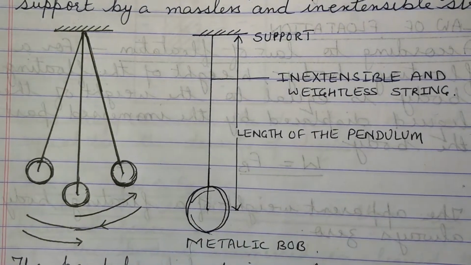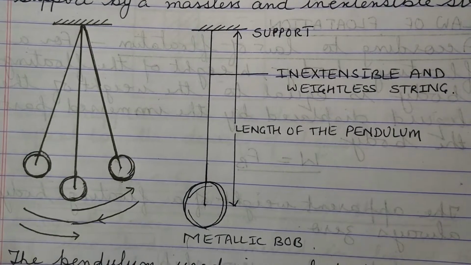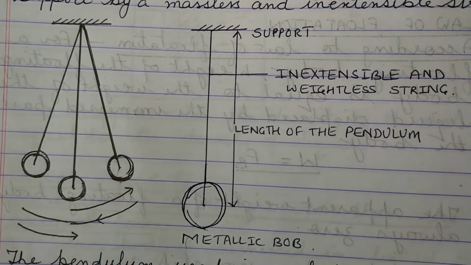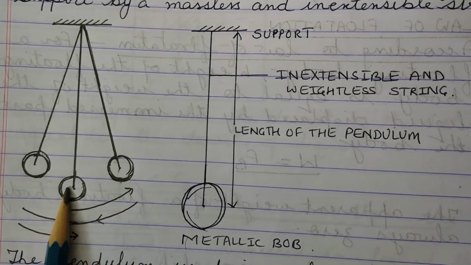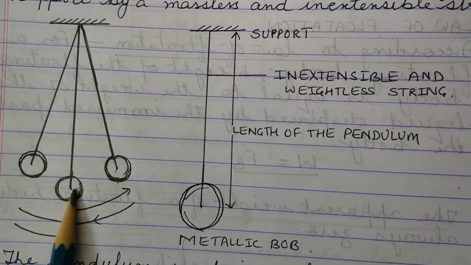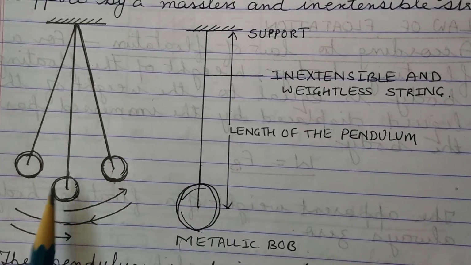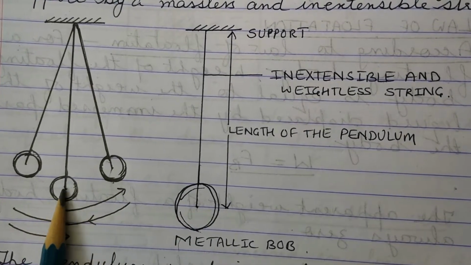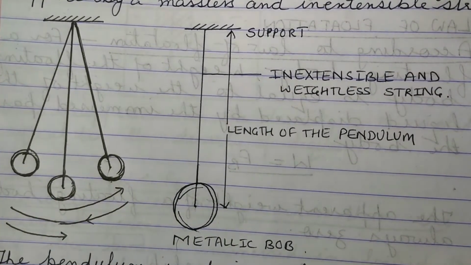So to explain various terms, we can say one by one. Let's have oscillation. One to and fro motion. That means the pendulum is moving on either side. The bob is moving on either side of the mean position. This is the mean position. One to and fro motion of the bob is known as oscillation.